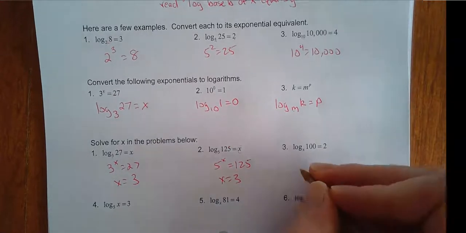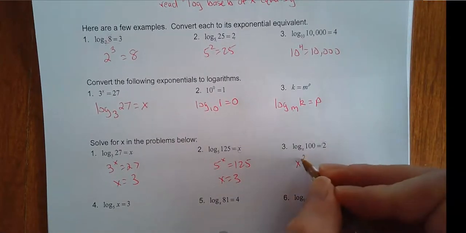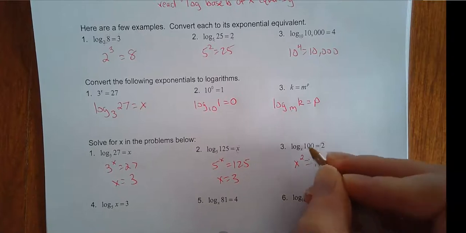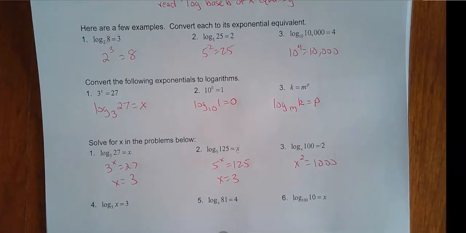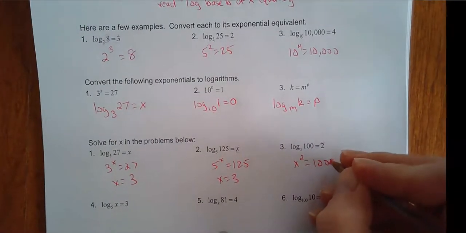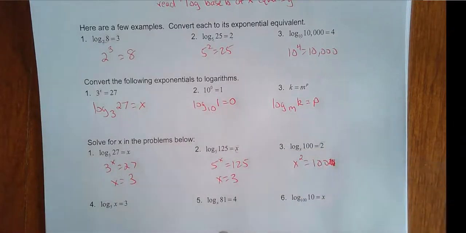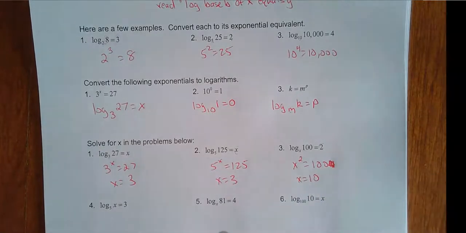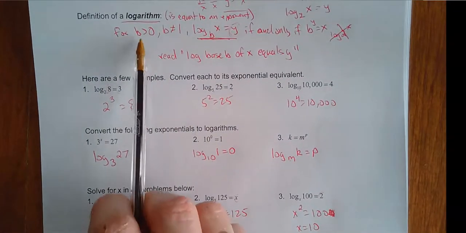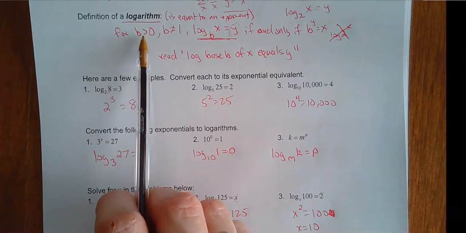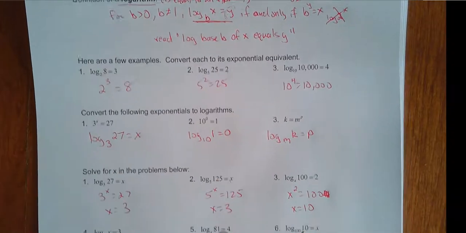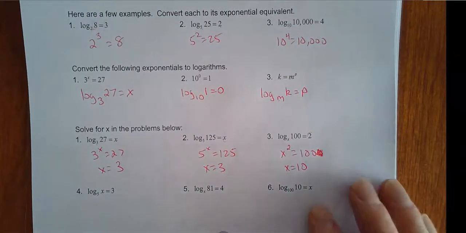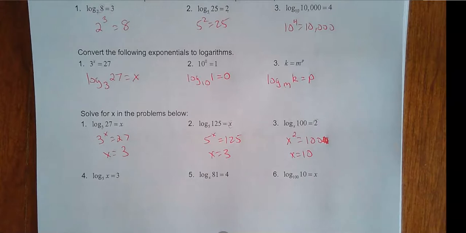Over here, what base raised to the second power equals 100? That's what this is asking. So what number squared is 100? Whoops, I put 1,000. Just 100. I copied it down wrong. So what squared equals 100? 10. You might be thinking, why wouldn't I do negative 10 there? Remember, b, the base, we do logarithms when the base is larger than 0 and not equal to 1. So for that one, we only did the positive.